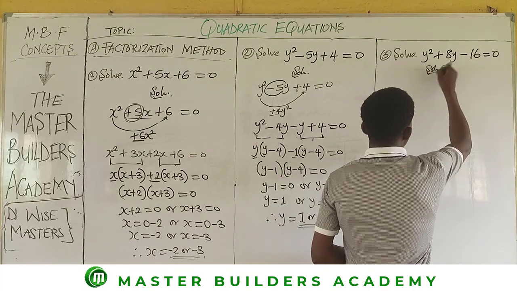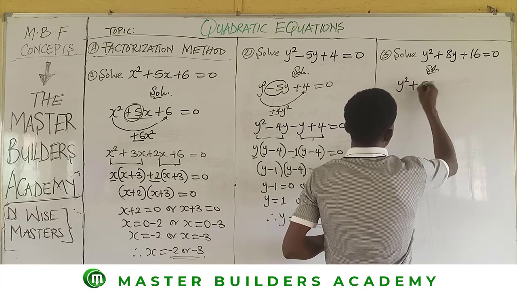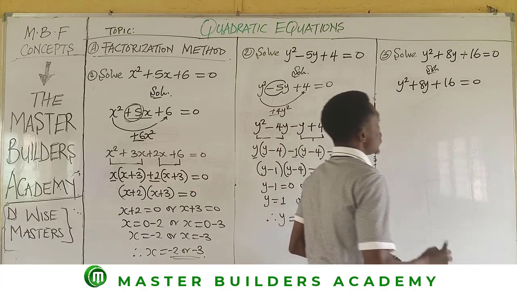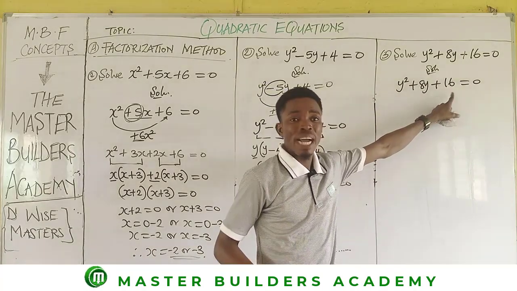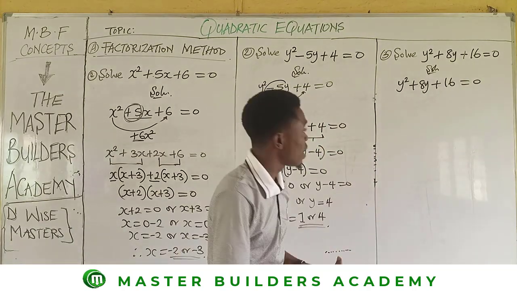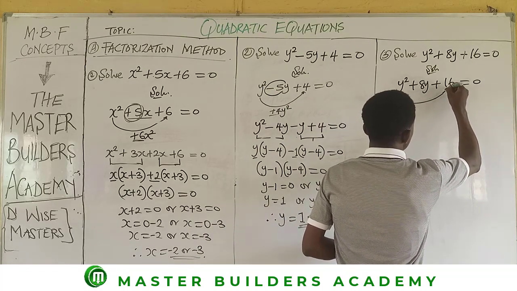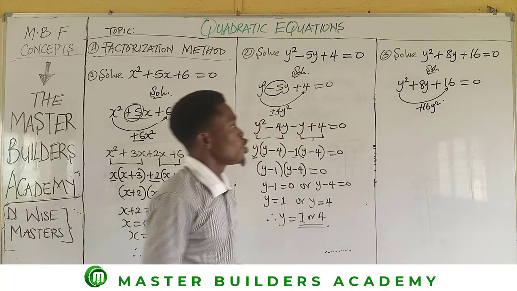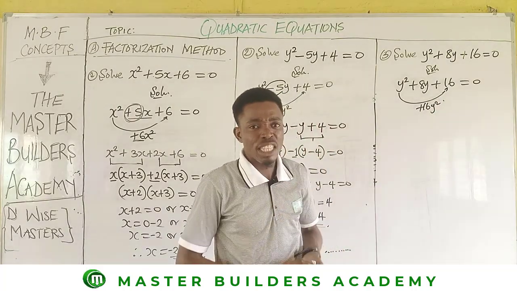In question number 3, y squared plus 8y plus 16 is equal to 0. So guys, the first thing we do is to multiply this constant by the highest power of y, which is the leading term. For this leading term, this guy times this guy, we have plus 16 y squared. So the product of the first term times the last term here will give us plus 16 y squared.